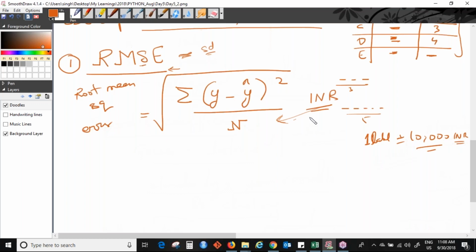So that is the advantage of RMSE. Both the disadvantages are now removed: the disadvantage of not being interpretable and the disadvantage of depending on the number of points. Both are removed when we take root mean squared error.